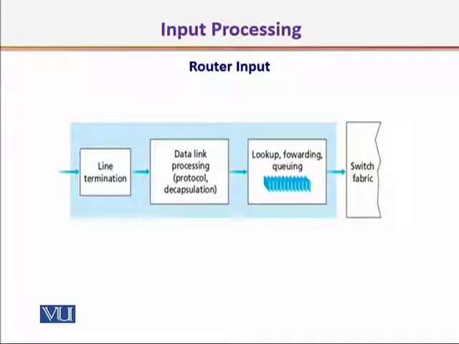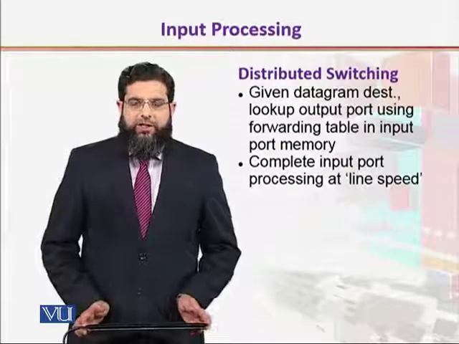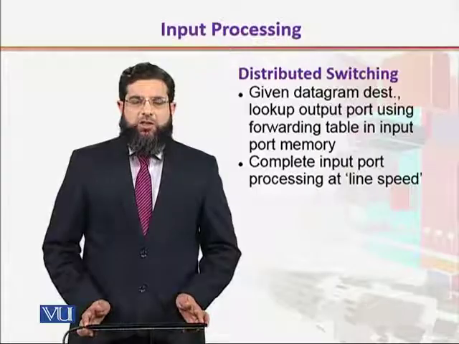The router input interface could be seen as comprising these modular functionalities. For example, a router is also a layer 2 device, so it performs switching. A router is also a layer 1 device, so it performs line termination and data link layer processing, protocol decapsulation. And of course, for the incoming packets, they have to be queued somewhere, so it also performs queuing as an additional functionality. The distributed switching is a very interesting concept.